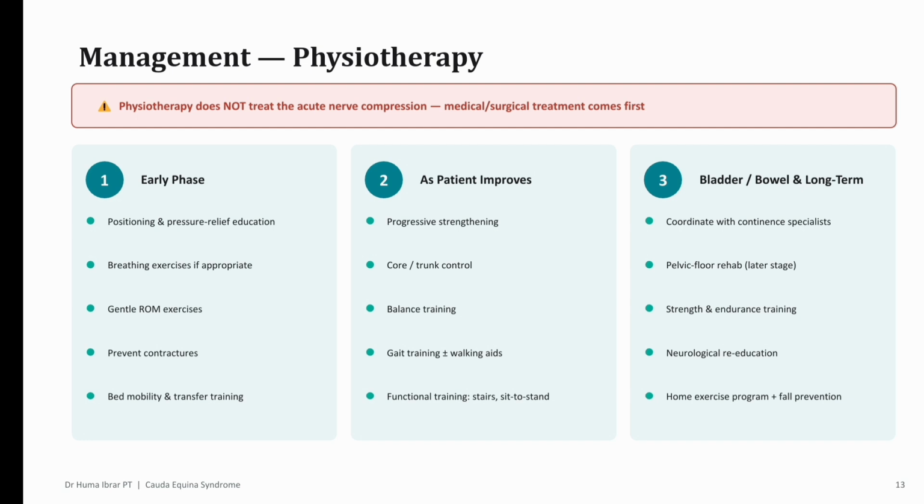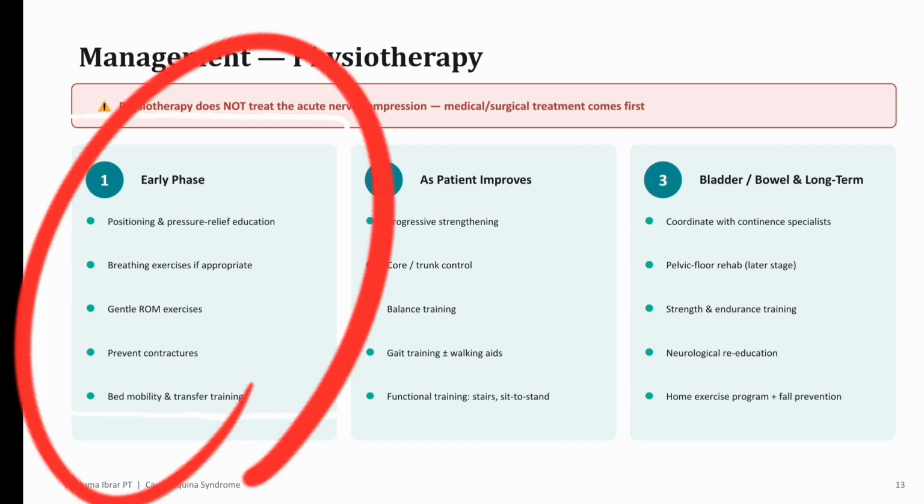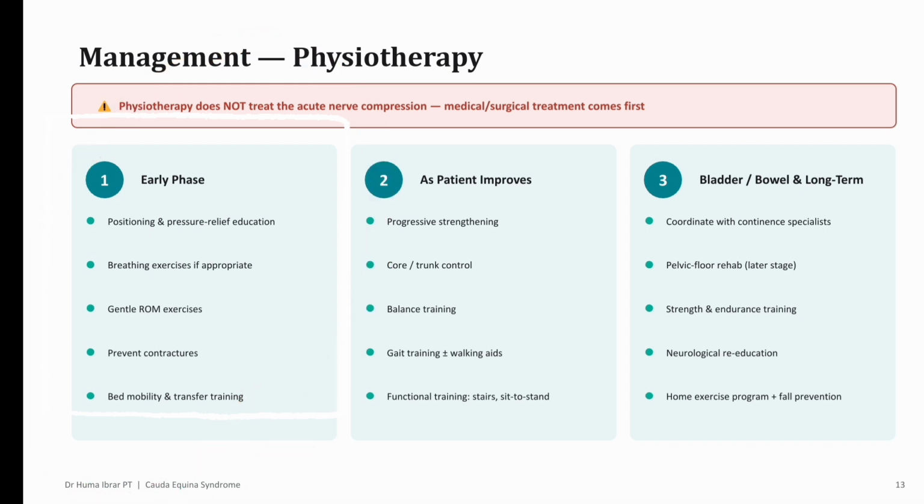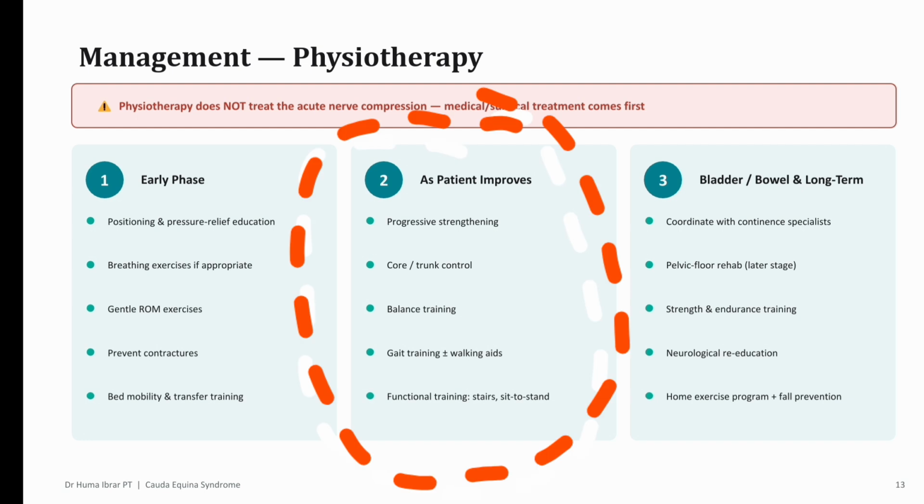After medical or surgical stabilization, the early phase of physiotherapy includes positioning and pressure relief education, breathing exercises if appropriate, gentle range of motion exercises, maintaining joint mobility, preventing contractures, bed mobility, and transfer training. As the patient improves, progressive strengthening of weak muscles, core or trunk control, balance training, gait training, walking aids if required, and functional training that includes stairs, sit to stand, and daily activities.